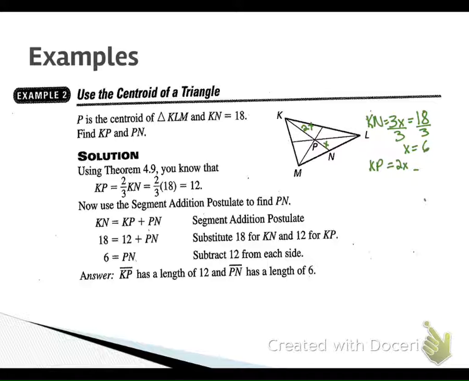So we have 2 times x, and we know x is 6. So what's 2 times 6? 12. Yep. And then we have PN, and we know that that has a value of x. What's our x value? 6.